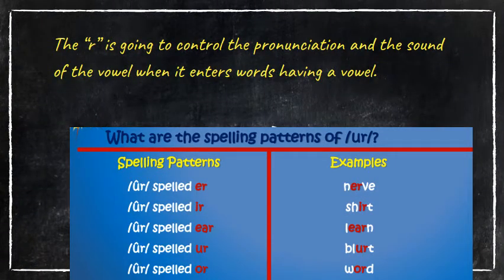Other spelling patterns? Yes, I have other spelling patterns for the UR sound. I have the spelling pattern ER, the spelling pattern IR that take the sound, and I have the spelling pattern EAR. I have it written as UR only, and I could have it written as OR. Let's see the sounds now: nerve, shirt, learn, blurt, and word. You see, all of them give the same sound, but they have different spelling patterns. They are written in different ways.